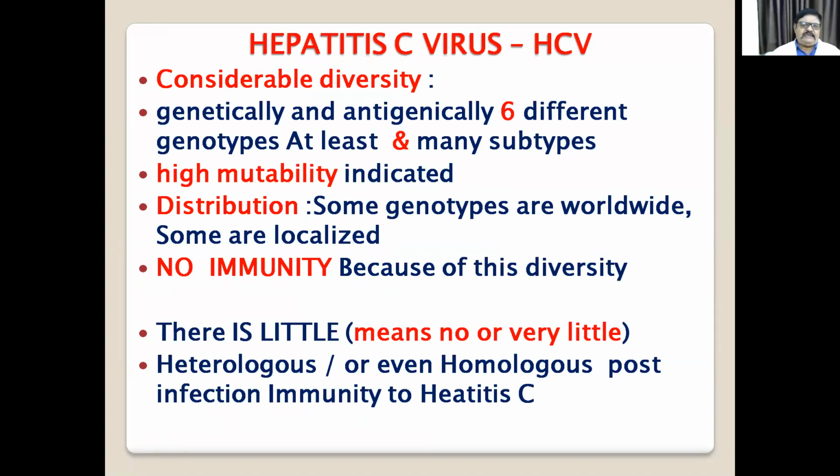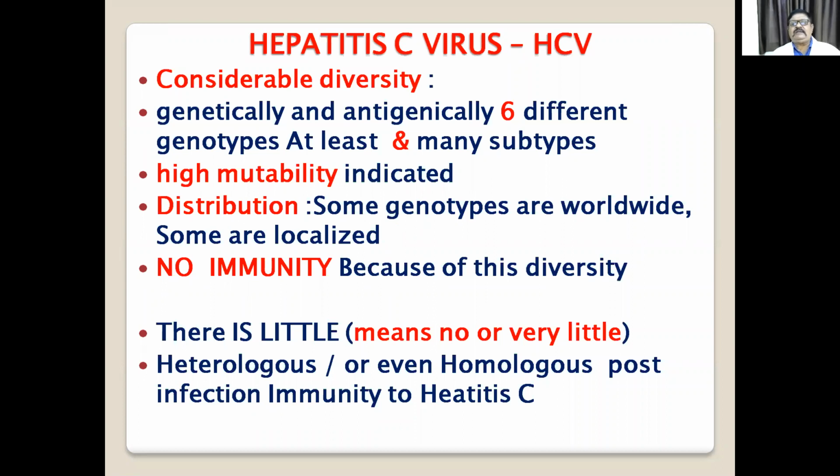There is a considerable diversity, genetically and antigenically, 6 different genotypes and as many subtypes. High mutability is indicated. Why are you unhappy with high mutability? Anyway, if the virus is highly mutable, we are definitely unhappy. Why? Because it is difficult to prepare a vaccine. Once you prepare a vaccine, another mutant is coming. So, high mutability is not a very happy feature for man, because preparation of vaccine will be difficult.